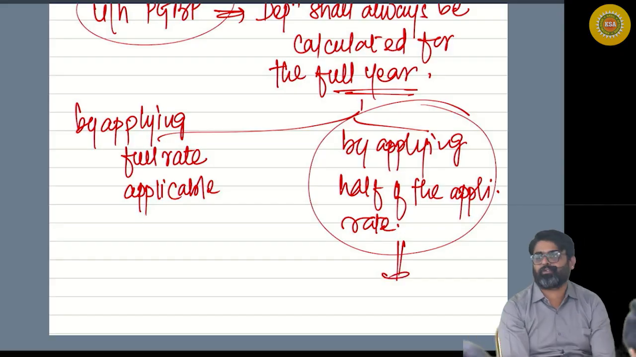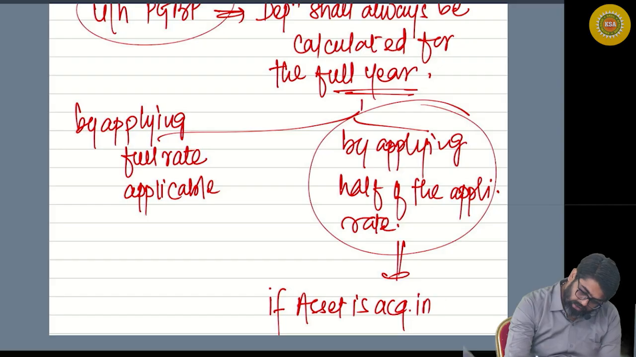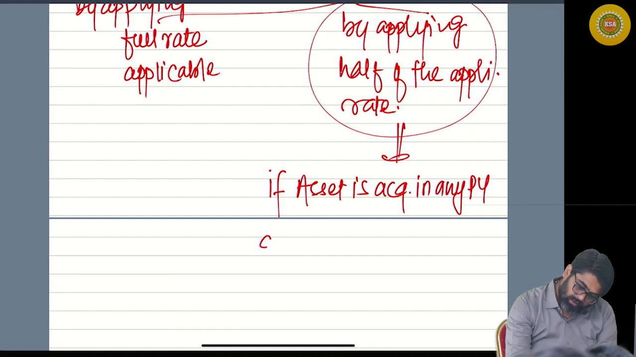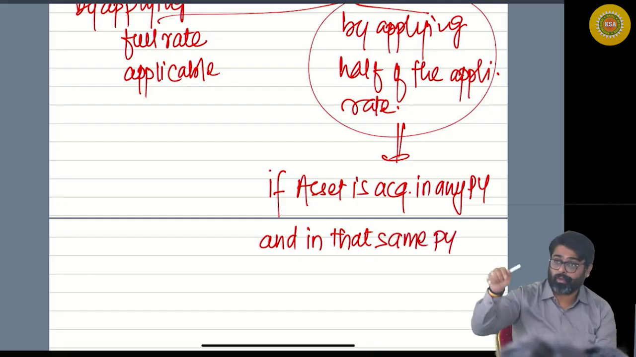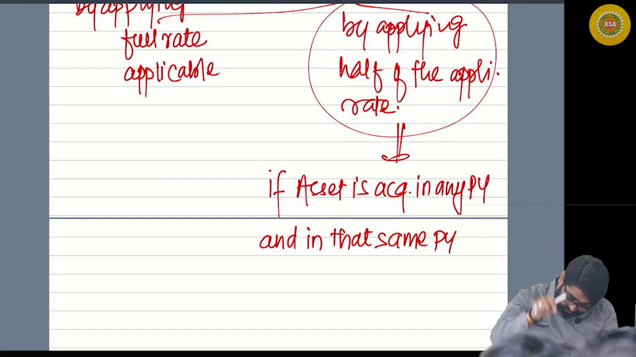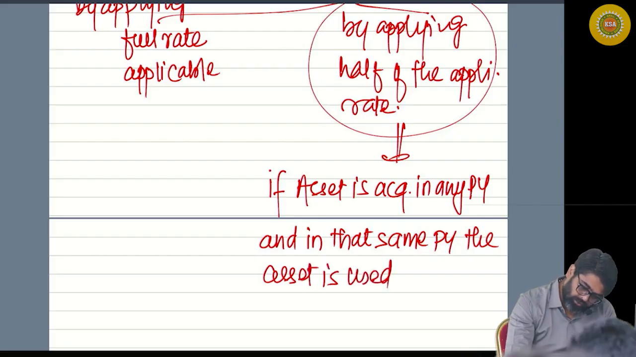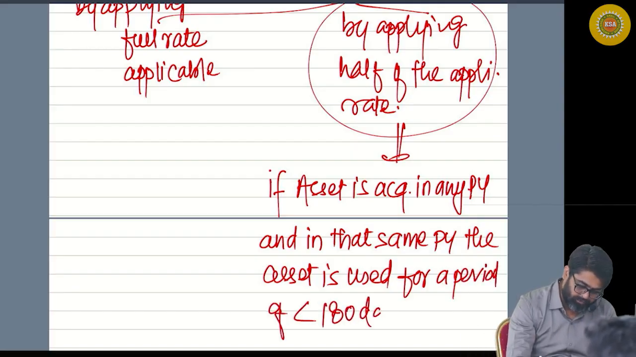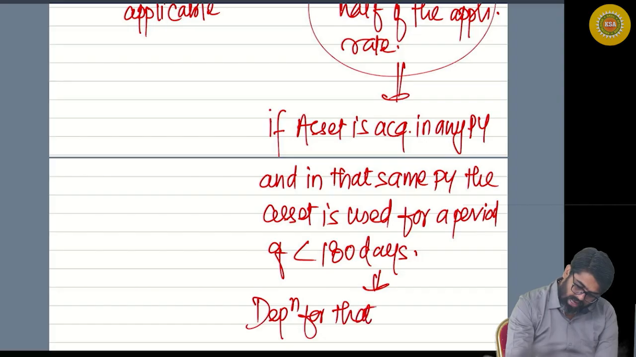Under what situation the rates will be half? If an asset is acquired in any previous year, and in that same previous year, the one in which the asset is acquired, the asset is used for a period of less than 180 days, then depreciation for that previous year.